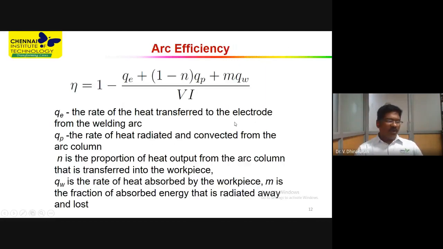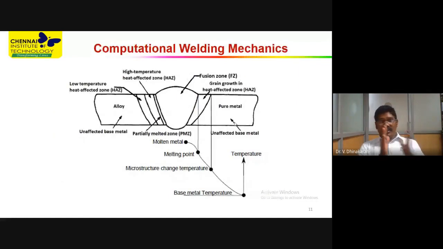Okay. The reason for teaching this fundamental is that to use computational mechanics, you should know the fundamental physical system clearly. The physical system should be understood clearly. Only then can you see what you are going to do while using computational mechanics. You are going to convert the entire physical system into a governing equation.